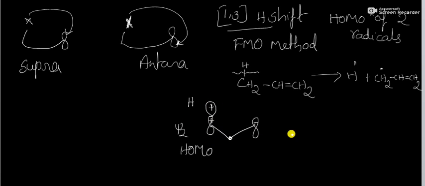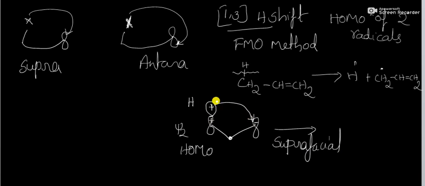When it undergoes suprafacial migration, the first case is suprafacial migration. That is, hydrogen migrates to the same phase. This is plus minus. So here the sigma bond formation is anti-bonding sigma bond formation. So that is unstable.